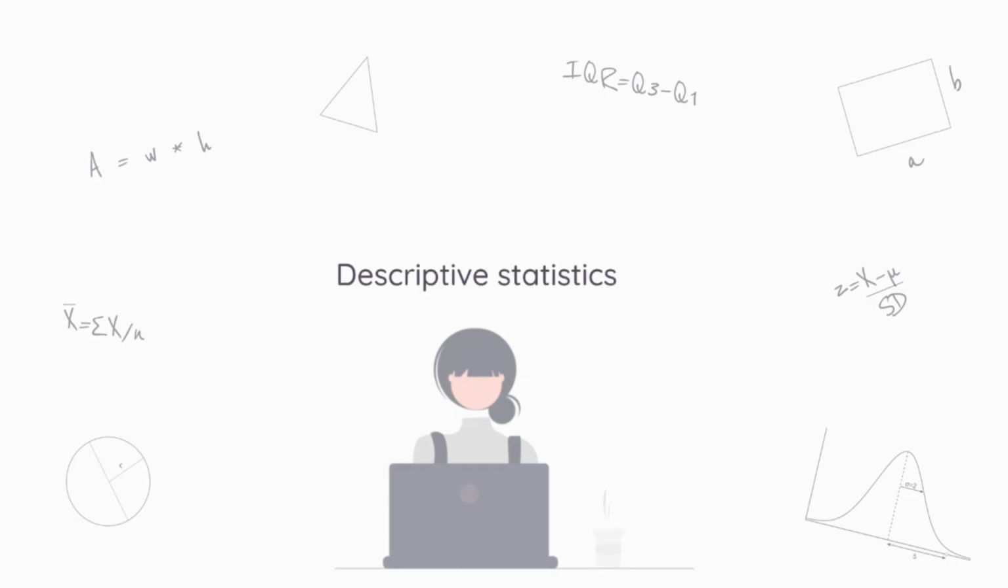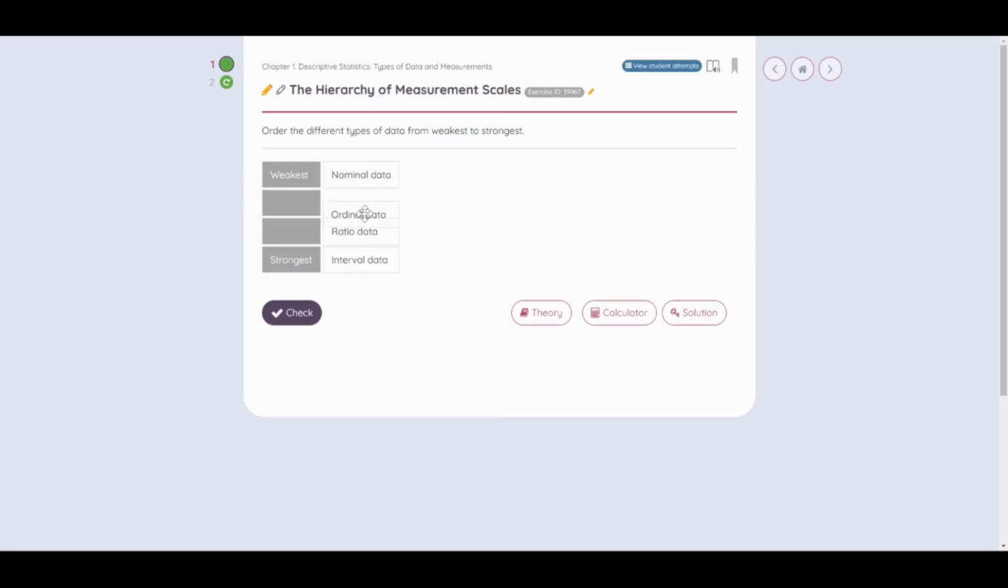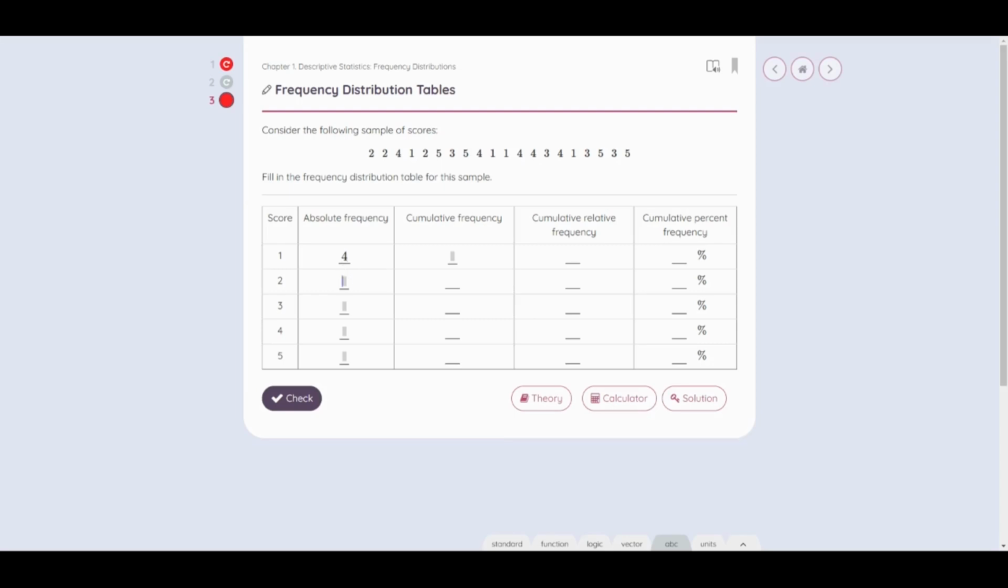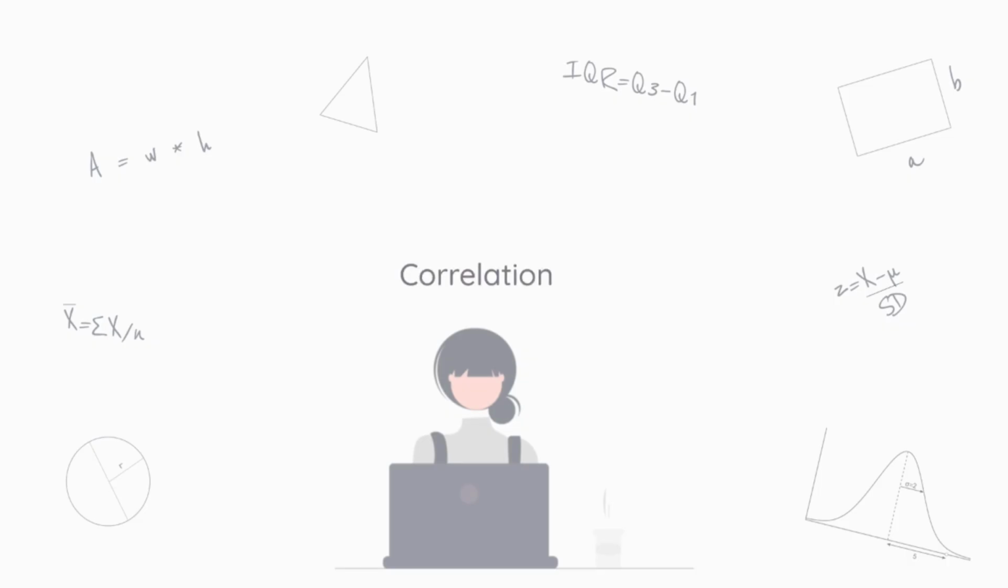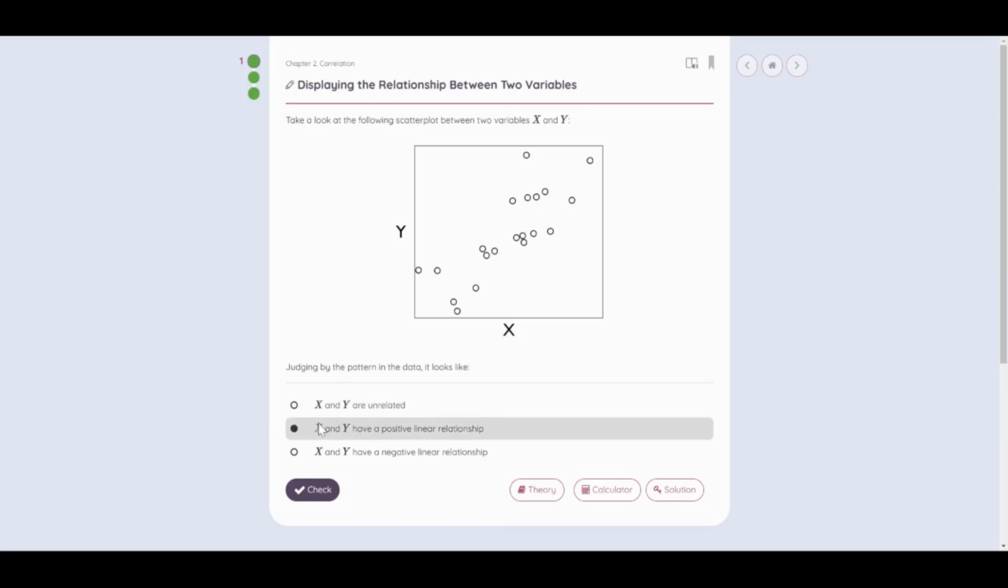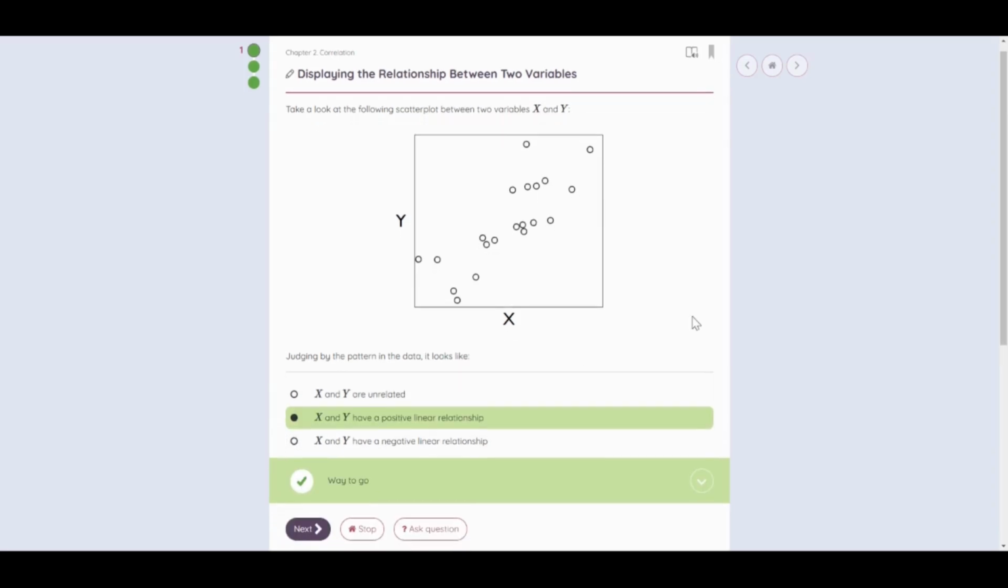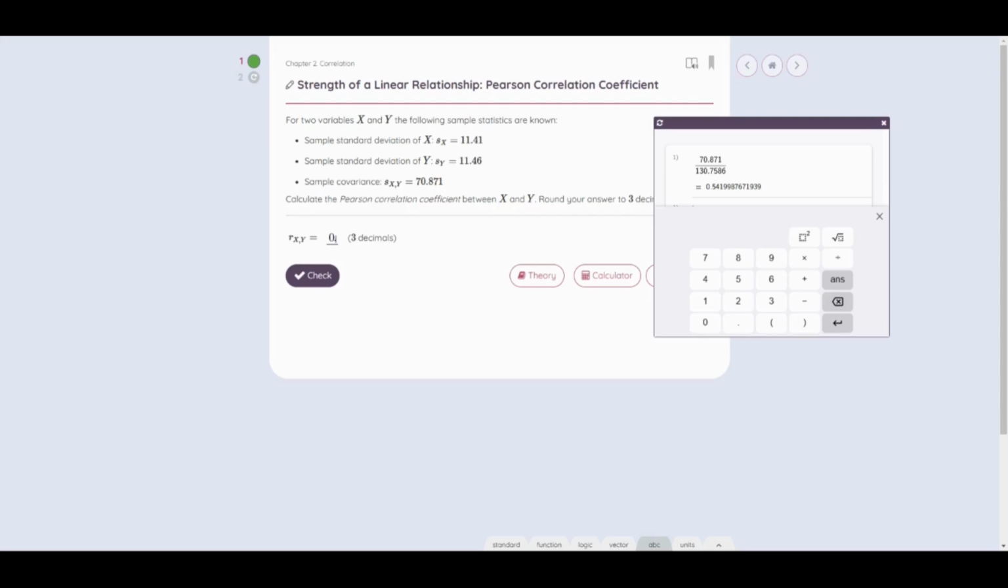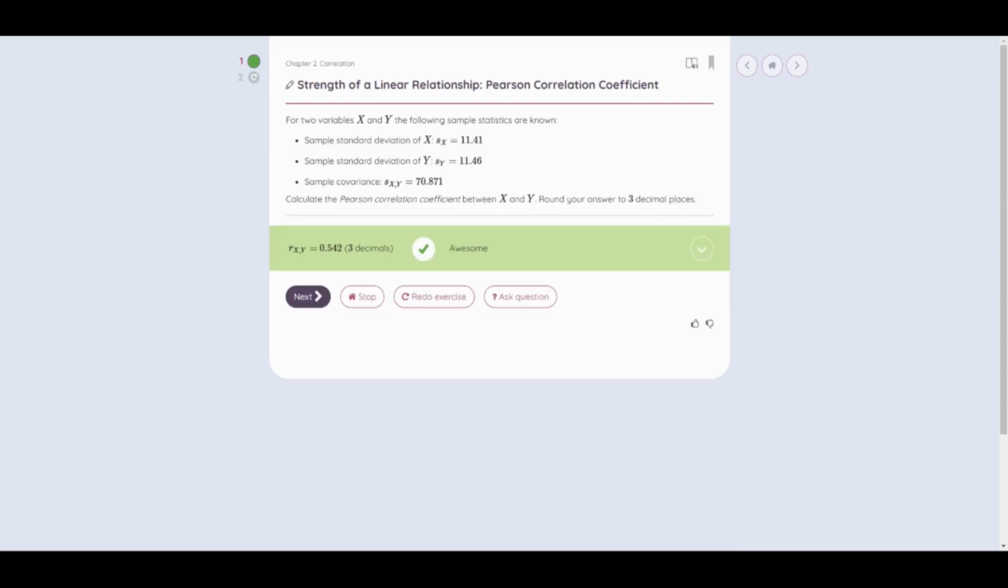The course starts off with descriptive statistics, including types of data and 4 different measurement levels. Then we move to frequency distributions, measures of central tendency, measures of variability, and z-scores. Next, the correlation chapter helps students interpret scatter plots, understand the direction and strength of a relationship, and apply hypothesis testing using the Pearson correlation coefficient.